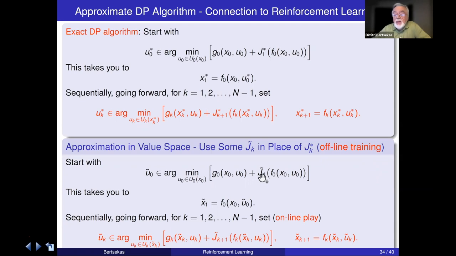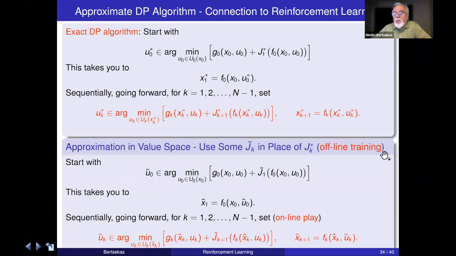You have J1 tilde, and at the very first stage, at X0, you apply the control that minimizes this expression. This takes you not to the optimal next state, but to a state X1 tilde, given by this expression here, which corresponds to the initial state and the control that you have computed. And then you continue going forward. You obtain U1 tilde, then U2 tilde, and the corresponding X tilde states. And this is the recursion. You can view this as the online play algorithm.